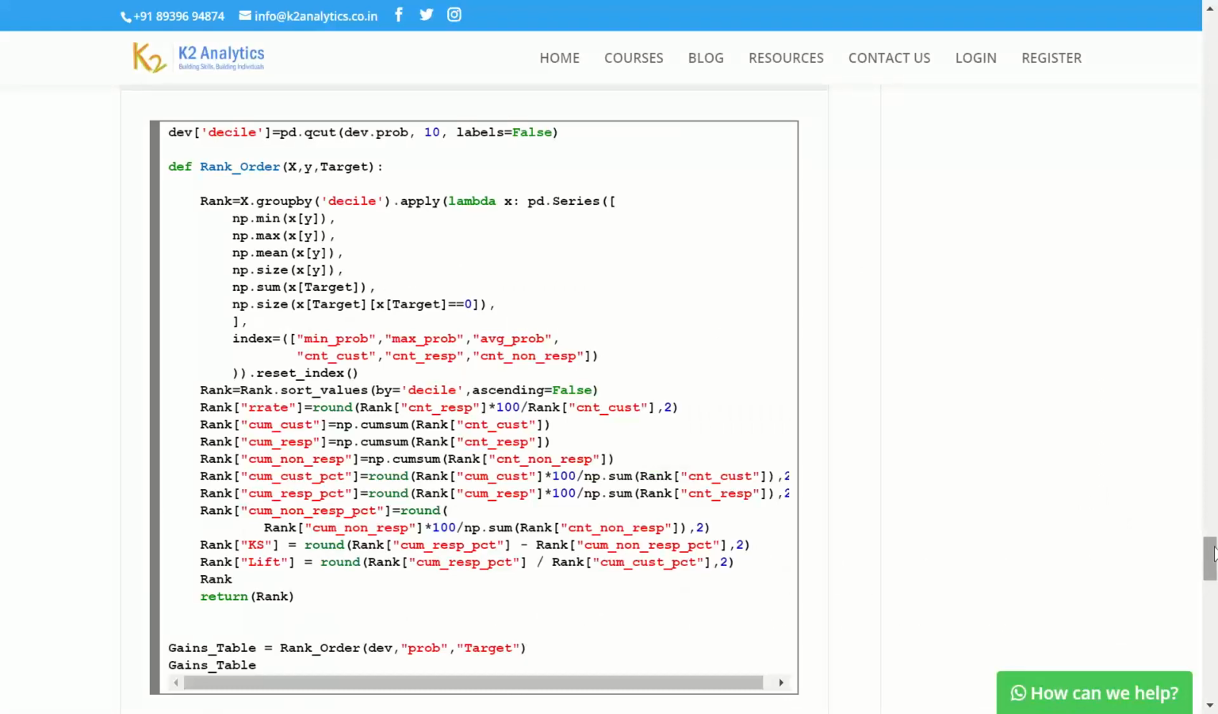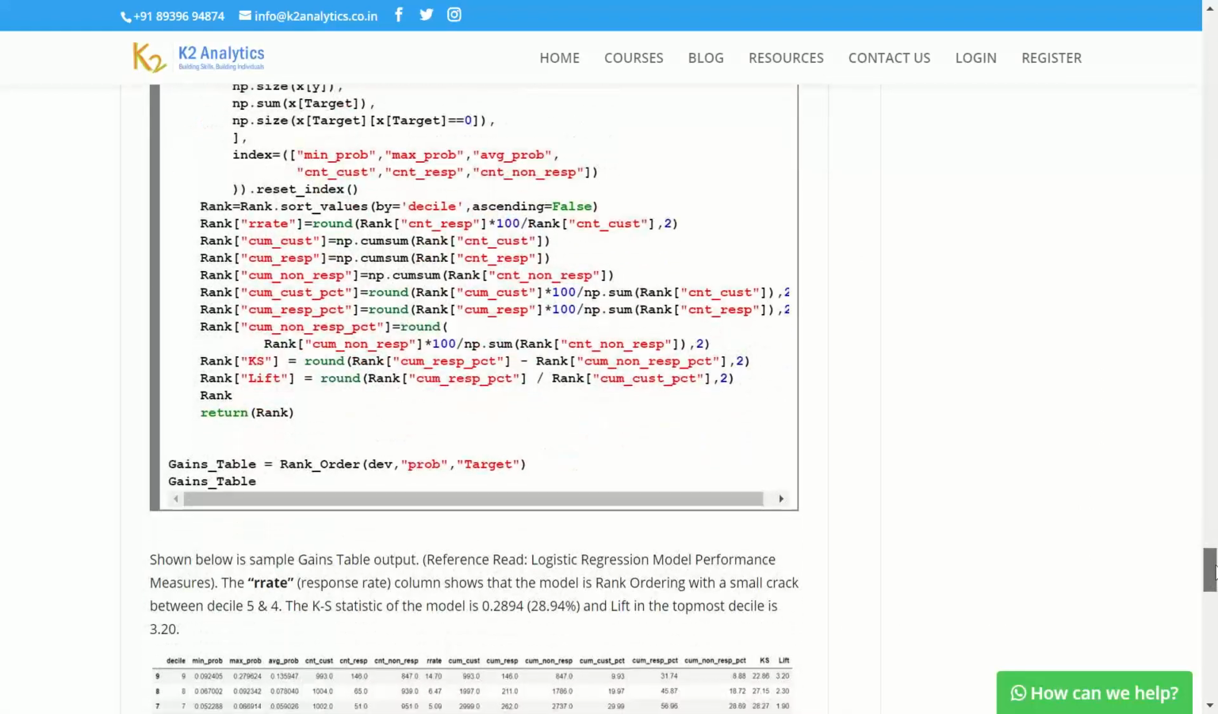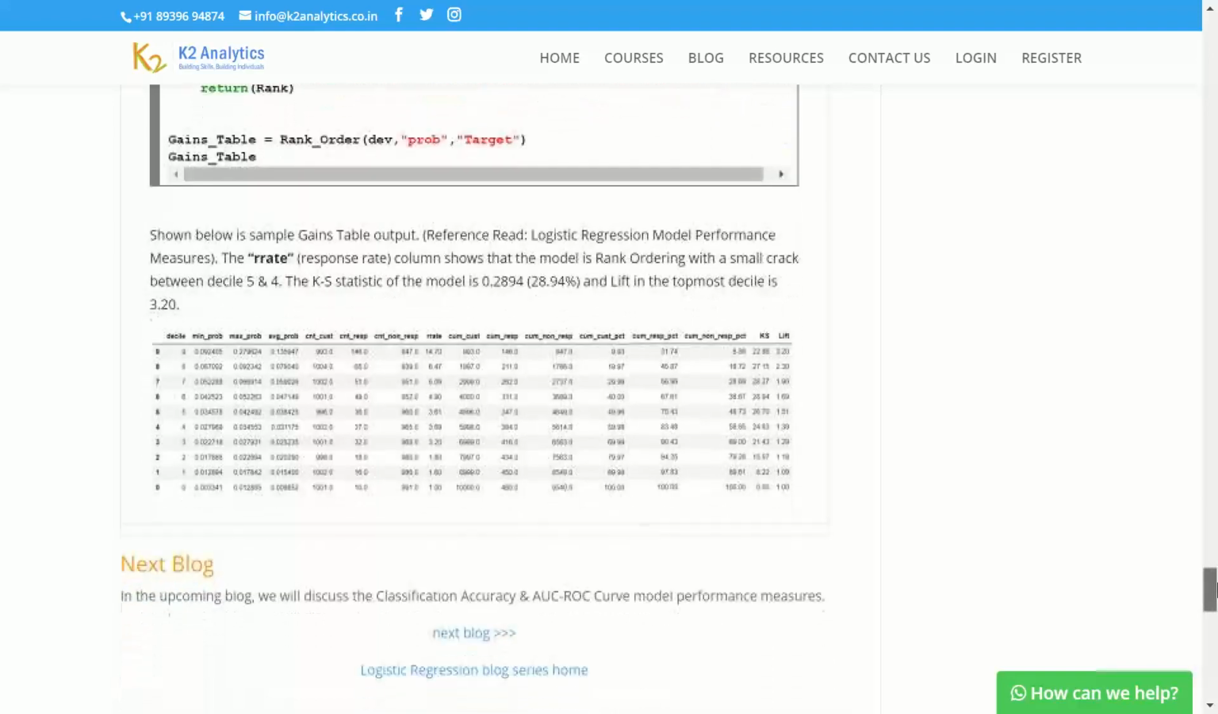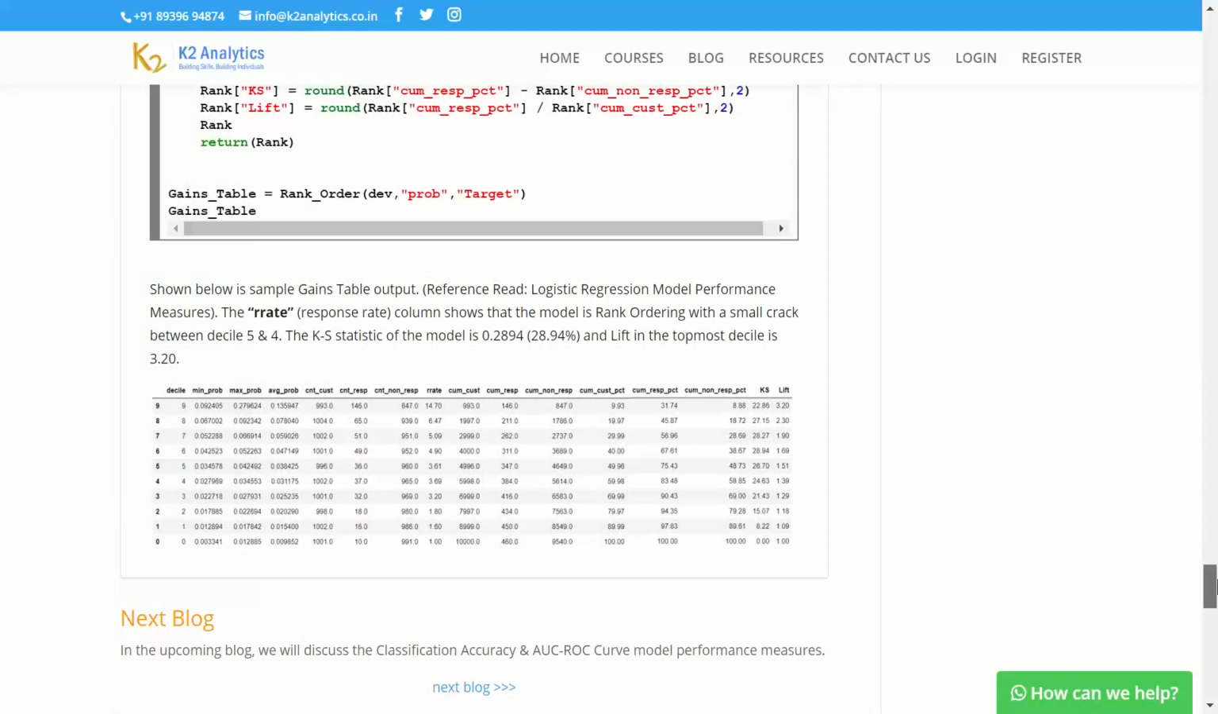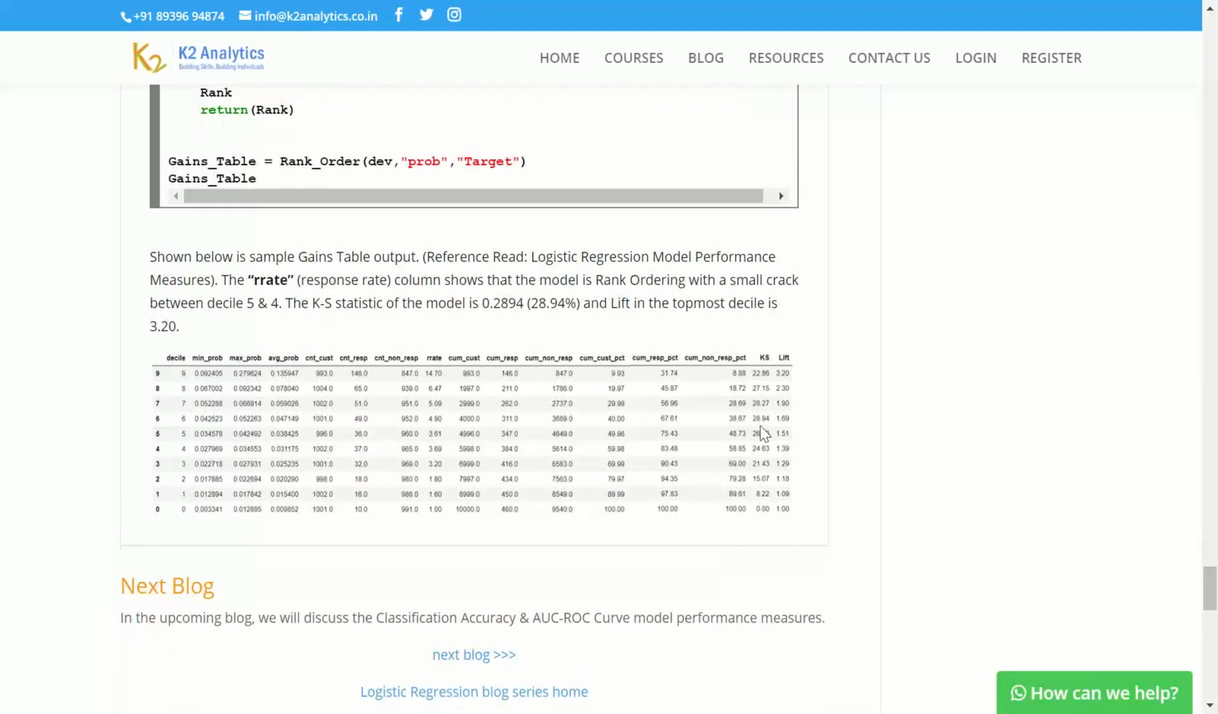So the Python code execution is also explained. The Python code is all given here. I have not uploaded the R code. So this is the kind of output we have.